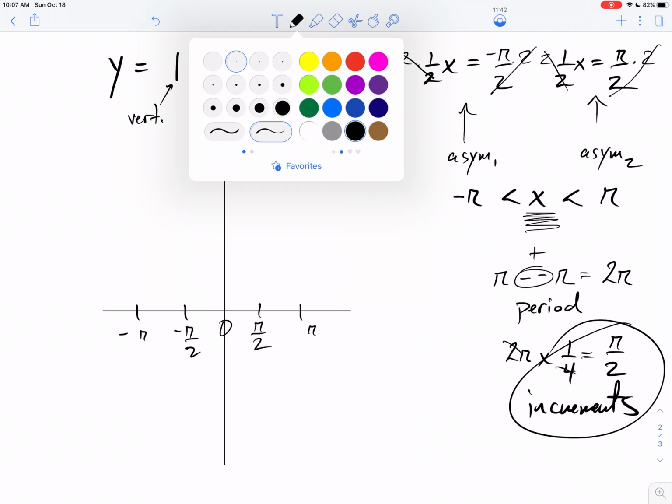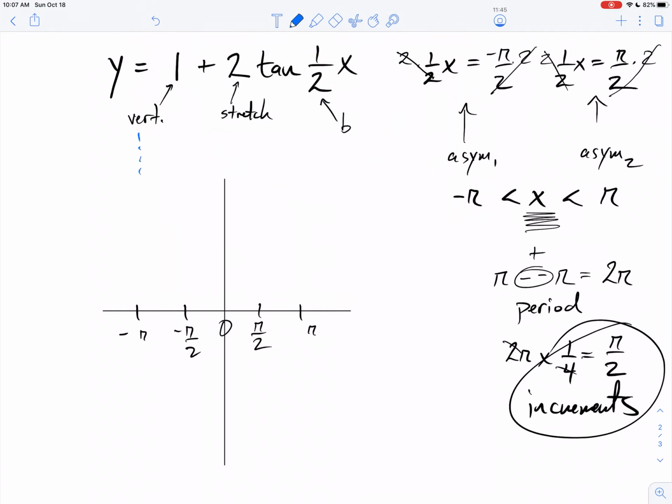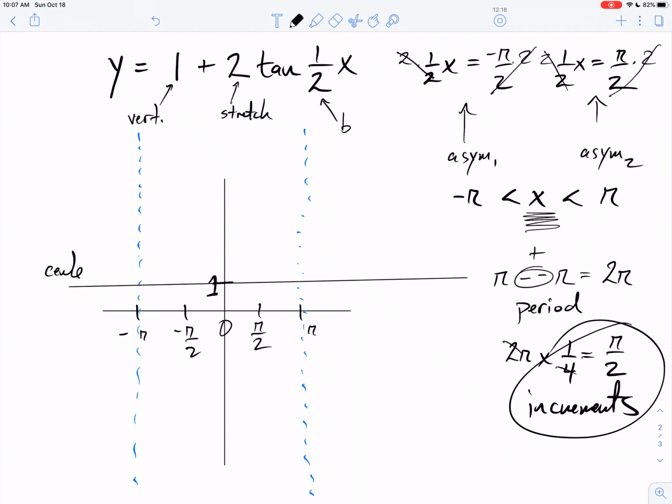And then let's draw in those asymptotes. I'm going to use blue for all my asymptotes. So it's asymptote, asymptote, 1, 2, 3. There's 3 locations in the middle. Now, when I do my markings on the y-axis, remember this thing has a vertical shift. It went up 1 unit. That's going to be my center line. Then it was stretched, so I'm going to go 1, 2 units above it.